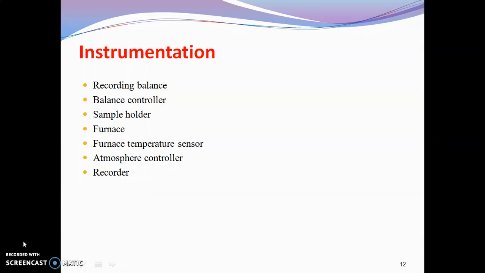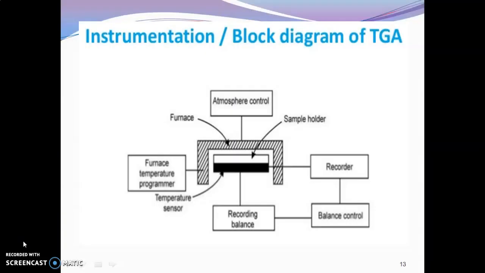Now we are starting with the instrumentation. In instrumentation, many components are required, such as the recording balance, balance controller, sample holder, furnace, furnace temperature sensor, atmosphere controller and recorder. So all these things are required in the instrumentation. This is a brief diagram of the thermogravimetric analysis.